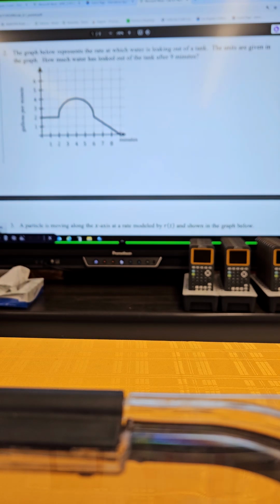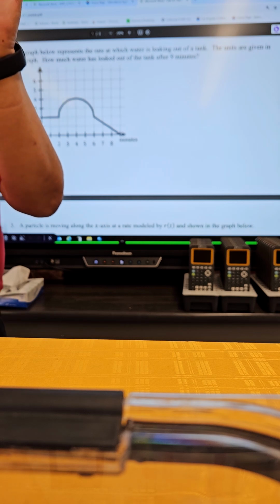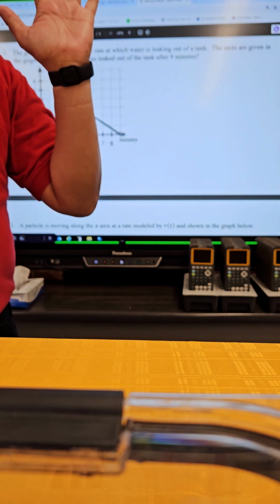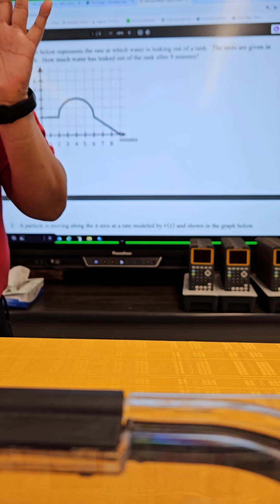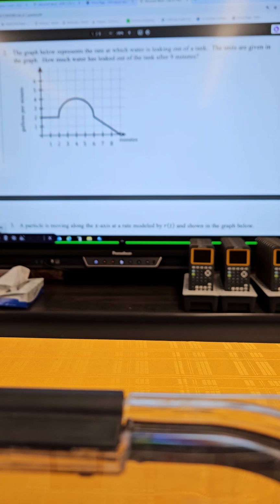So, I'd like you to analyze, read first the problem and analyze the graph. Chris, why do you keep talking? He asked me what was the answer.